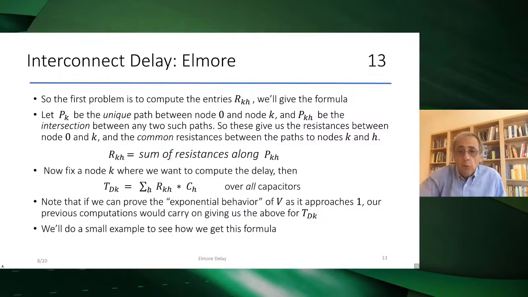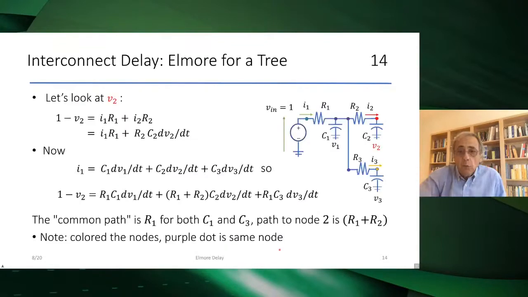the formula for the Elmore delay will be that, multiplying the capacitor at the end of it, and the sum is over all capacitors. We are going to do the whole elaboration on why we end up with this at the end, but I'm giving you the formula at the beginning. And let's take a very simple example to see how that comes.